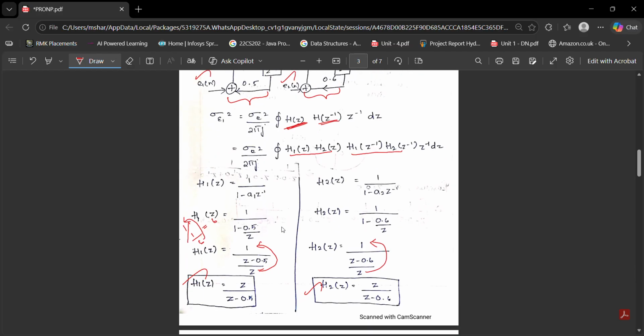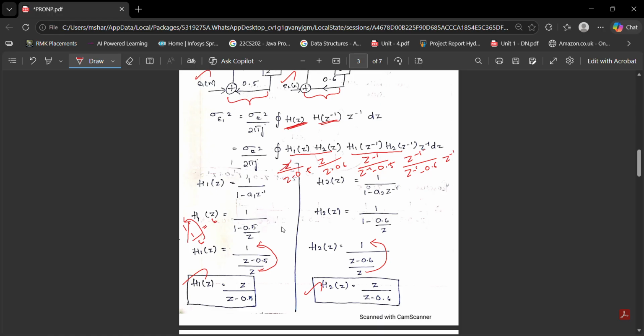Okay, H1 of z will be z by z minus 0.5. H2 of z will be z by z minus 0.6. H1 of z inverse will be, in the place of z, we will be putting z inverse, that's it. So z inverse divided by z inverse minus 0.5, z inverse divided by z inverse minus 0.6, into this z inverse.